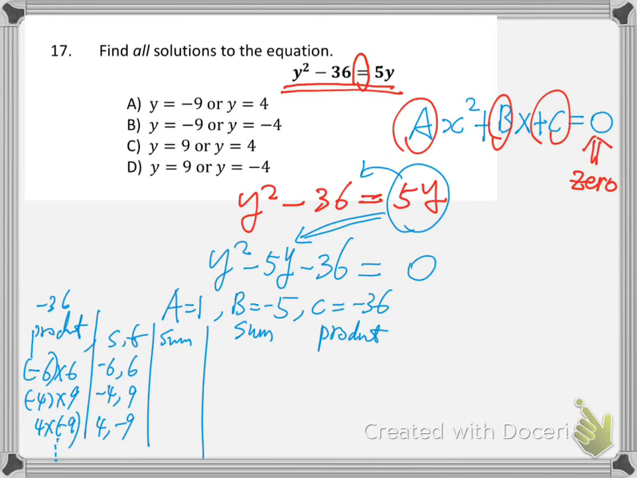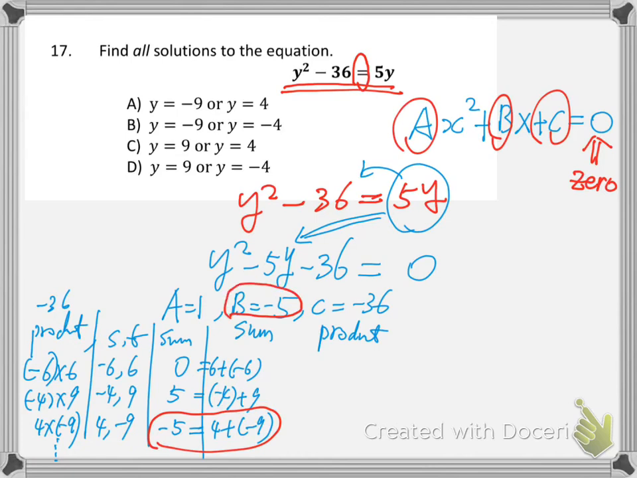So we check the sum. This one's sum is 0, right? 6 plus negative 6 is 0. This one's sum is 5, negative 4 plus 9. So they are wrong. The next one here, the sum is negative 5. So we know this is the answer, because B is negative 5. We need 2 numbers that match the sum and product. So now we have factored the left hand side.